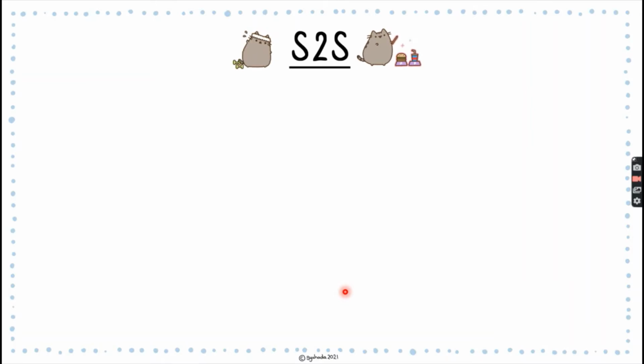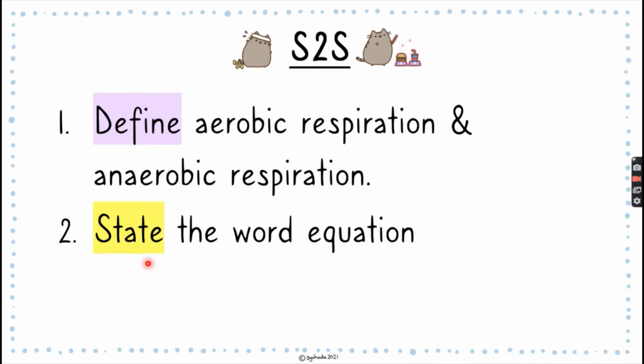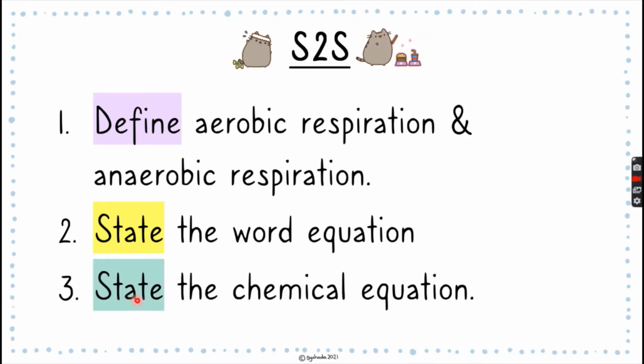So now that I finished telling you your learning objective that is connected to your O-level syllabus, we're going to cover our step to success now. Firstly, it's to define aerobic respiration and anaerobic respiration. Secondly, it's to state the word equation of those and also to state the chemical equation of those two. So you are going to share this step to success for today.